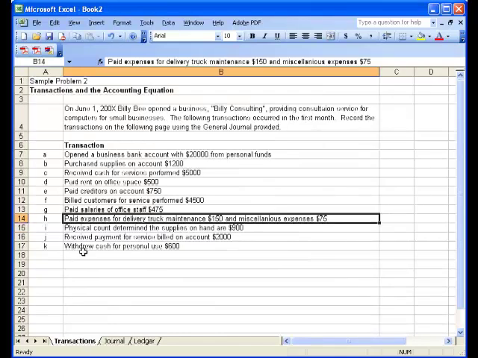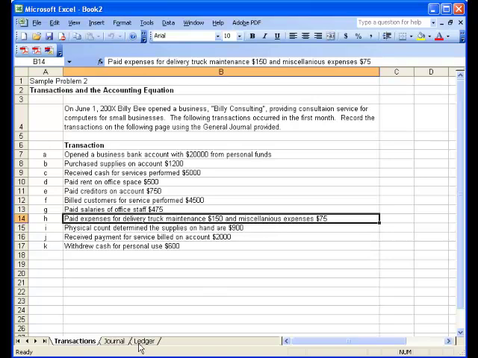Now, transaction H, we paid expenses for delivery truck maintenance, $150, and miscellaneous expenses, $75. Now, we did this transaction on the matrix with our accounting equation, and we said this was a specific kind of transaction called a compound entry. And the same holds true for journalizing. When we have a compound entry, we have more than two accounts that are involved here. And our accounts are going to be, first of all, we paid out cash, we have a truck maintenance expense, and we have a miscellaneous expense.